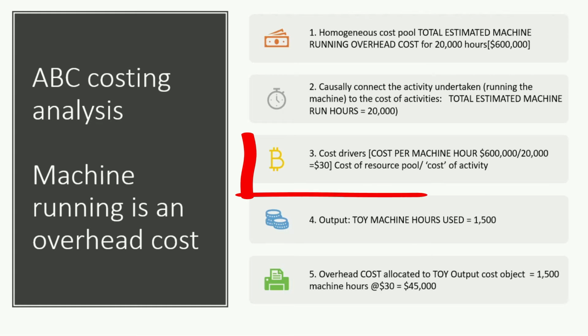Third is to come up with a cost driver. That's a rate of the cost. So the way we come up with the rate is take the cost of the resource pool and then we divide by the cost of the activity. So in this instance, cost per machine hour is the rate. $600,000 is the resource consumed. And that resource is consumed for running for 20,000 hours. So for every hour that the machine is run, it costs $30. Now this $30 is an overhead cost.